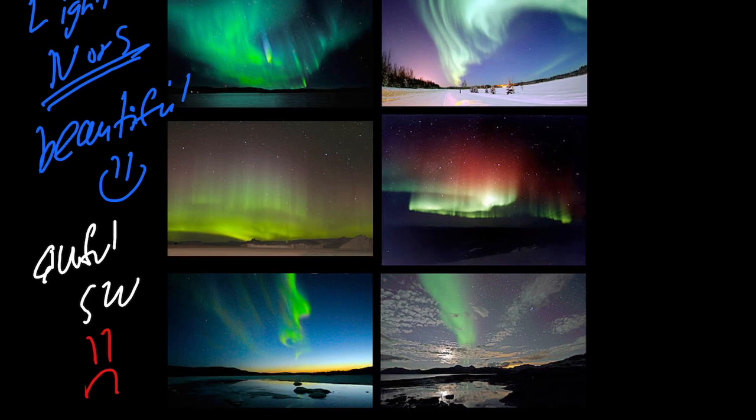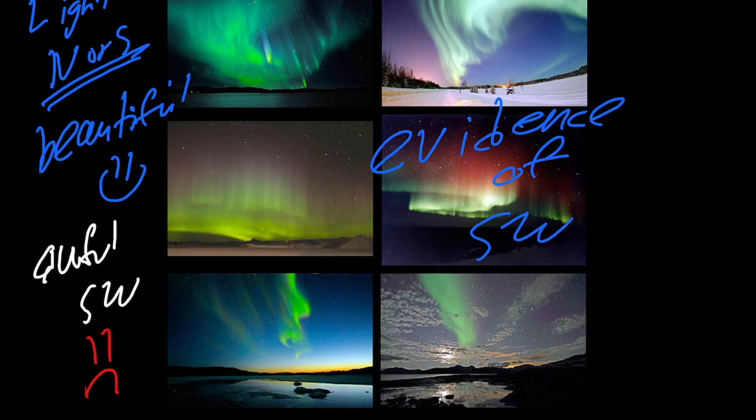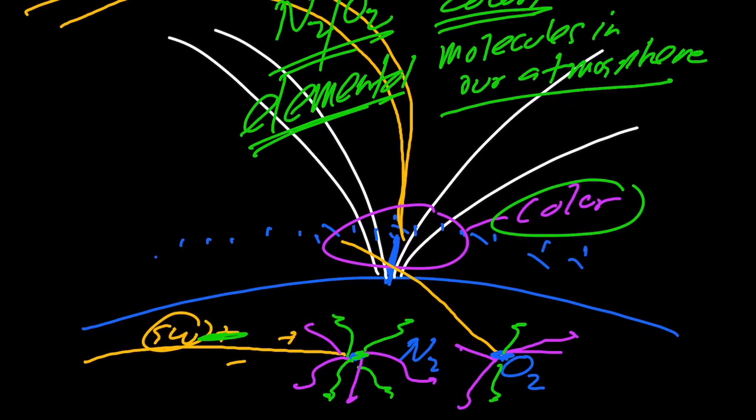So there's some greens and some reds. But just remember, the more intense or more beautiful they are, the more indication or evidence that the solar wind is real and is happening. So another evidence point for the solar wind.